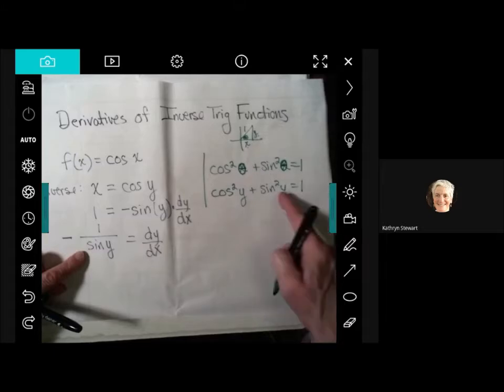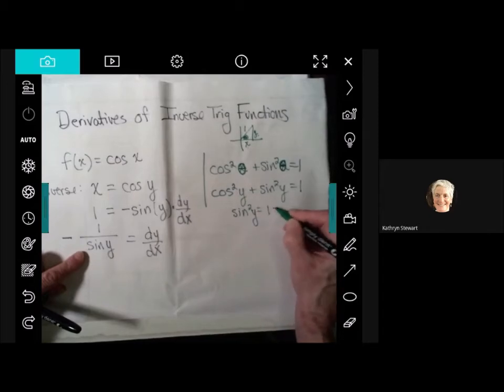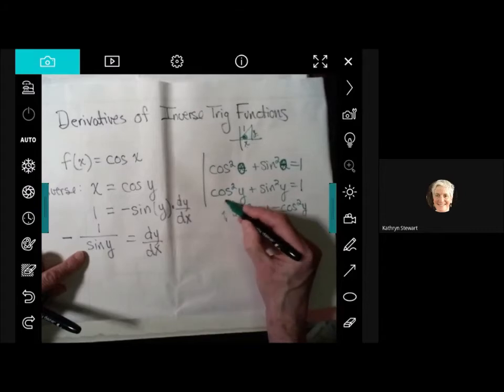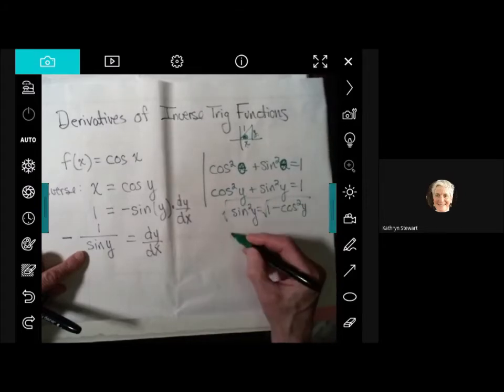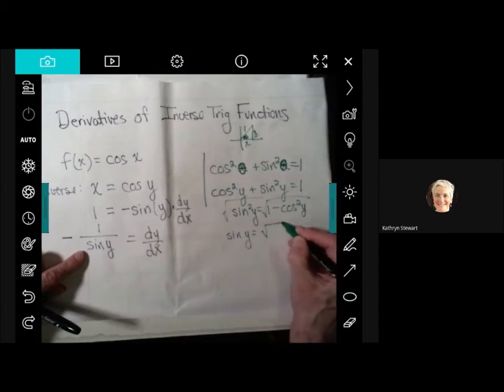And let's solve for sine of y, shall we? I'm going to subtract my cosine, take the square root. So I have the sine of y equals, technically it's going to be plus or minus that, but we're just going to go for the principal value.